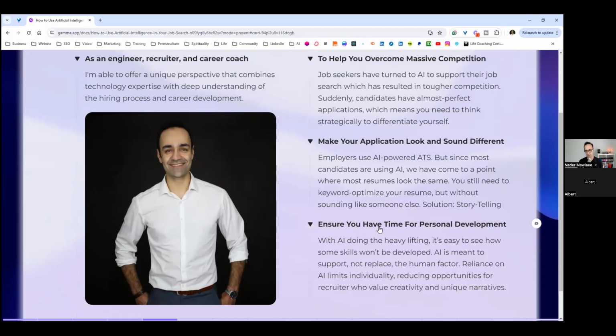Last but not least, ensure you have time for personal development, personal hobbies, and professional growth, because with AI, getting the interview becomes so much easier. Remember, it's not the most qualified person who gets the interview, it's the person who markets themselves better. So when you utilize the AI tools, principles, frameworks, and prompts that I'm going to teach you today, getting the interview is going to be much easier and much faster. You'll be a lot more effective and successful at it. But you still have the interview to go through.